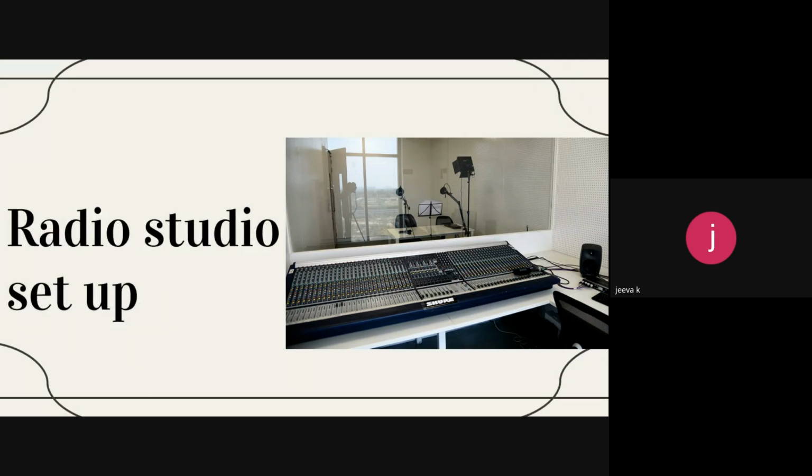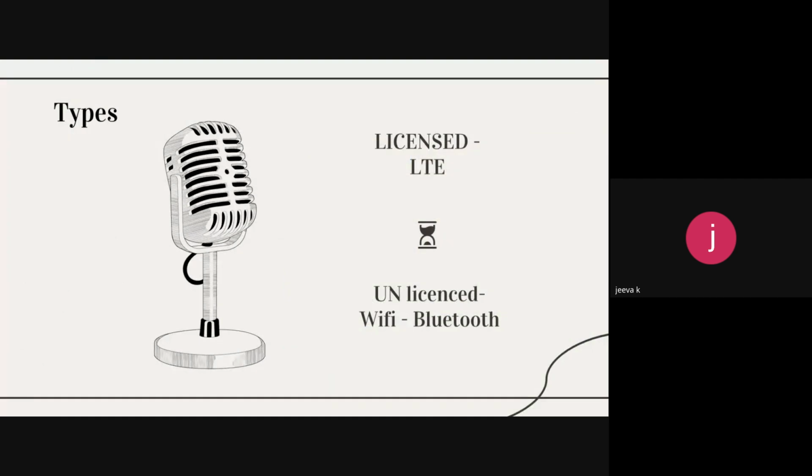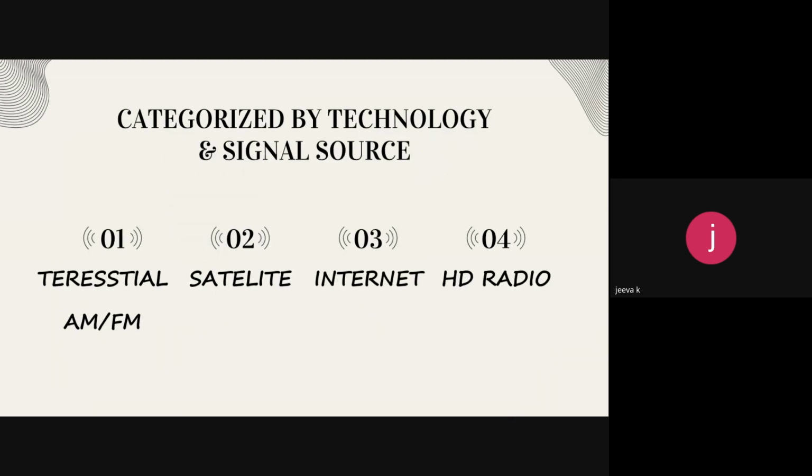When we talk about this radio setup, as we all know, we need an amplifier and speaker, or we need a mixer and all these things. And we need a license, or if it is in a college or a school, we call it an unlicensed version. We can install it either over Wi-Fi or use Bluetooth. If it is in a smaller circle, we can use Bluetooth.